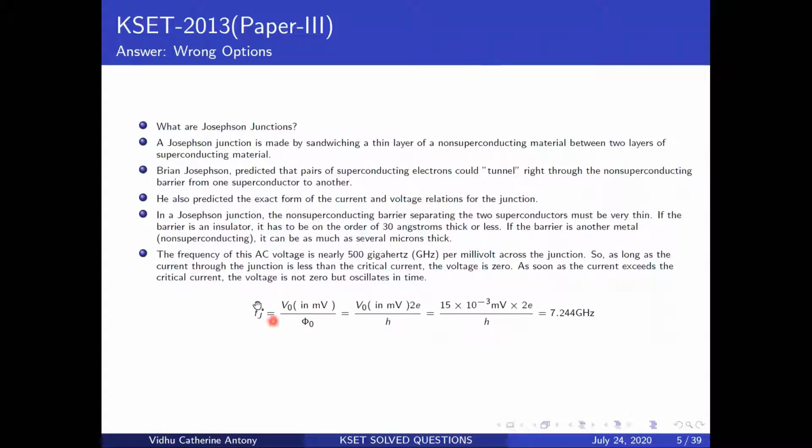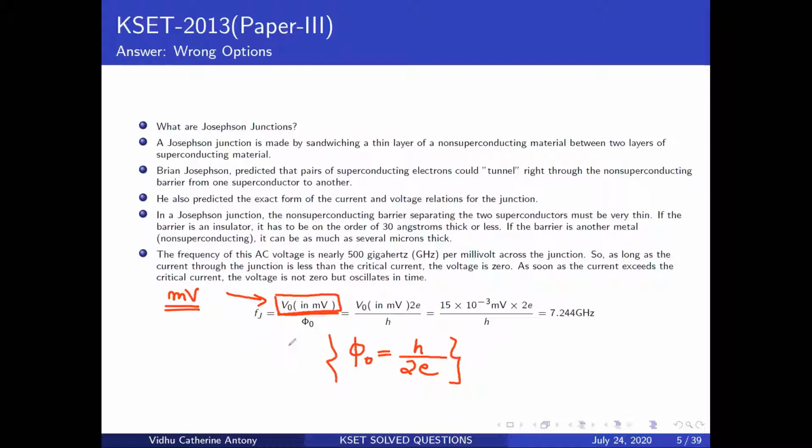Now this is how it's defined. I hope you remember this. This is called your superconducting magnetic flux quantum. I told you how to remember it. You end up having h divided by 2e. That was your superconducting magnetic flux quantum. Now your f of J is equal to V naught. This is very, very important. It has to be in millivolt. That is where you're supposed to be focusing.